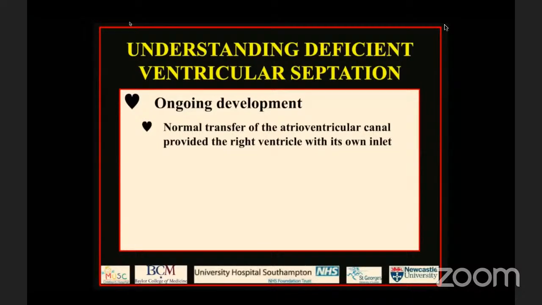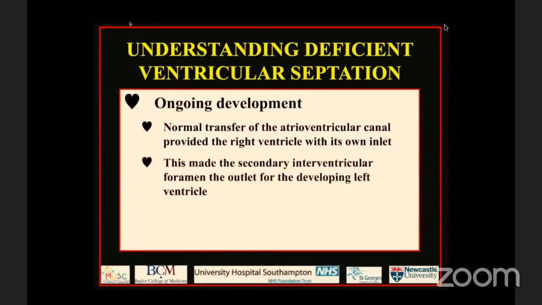But let's go back a moment and let us presume that there has been normal transfer of the atrioventricular canal, and that will provide the right ventricle with its own inlet. And if there has been normal transfer, there will be alignment between the inferior part of the ventricular septum and the base of the atrial septum. The right ventricle will have its own inlet that will be guarded by the tricuspid valve. And as you all know, in normal development, the tricuspid valve drains exclusively into the developing right ventricle.